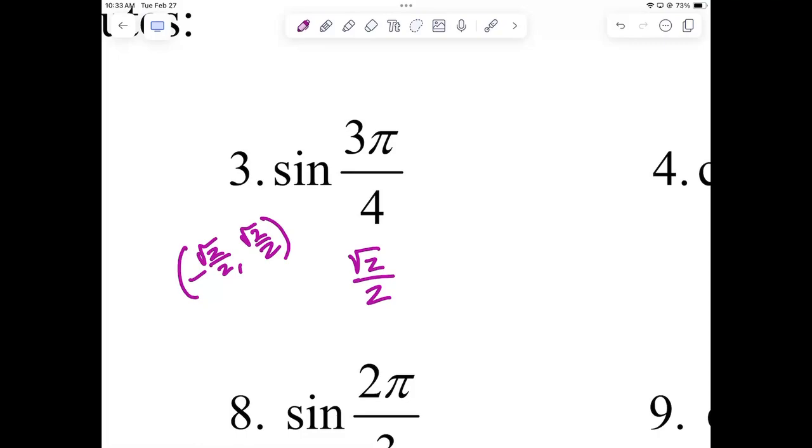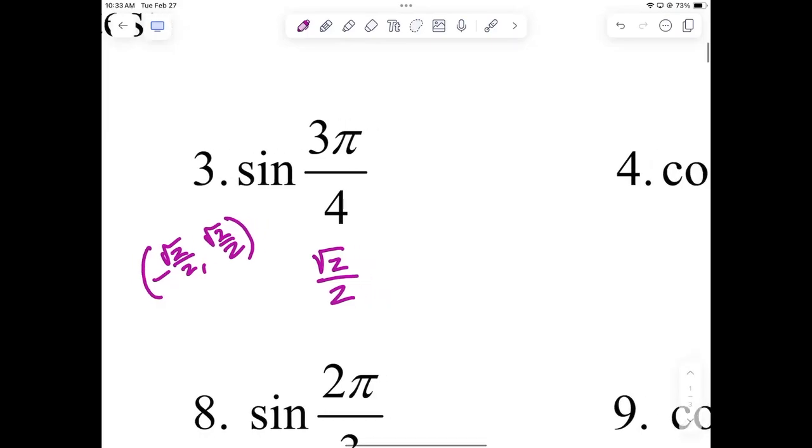Well, if you get the wrong sign on it, yes. If you put a plus and it's supposed to be negative, it's wrong. Yeah. It's got to be exactly correct.